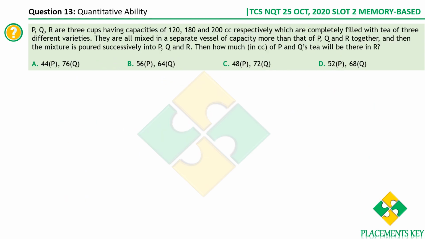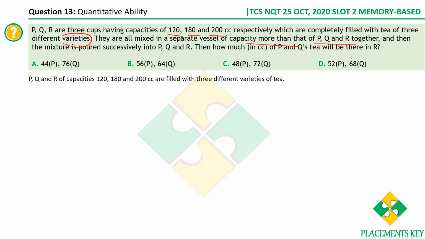P, Q, R are 3 cups having capacities 120, 180, 200 cc respectively. They are completely filled with tea of 3 different varieties. Now they are all mixed into a separate vessel which has capacity more than P, Q and R together. That is, the separate vessel can accommodate all 3 cups' capacities. And then the mixture is poured successively into P, Q and R. How much of P and Q variety will be there in R?